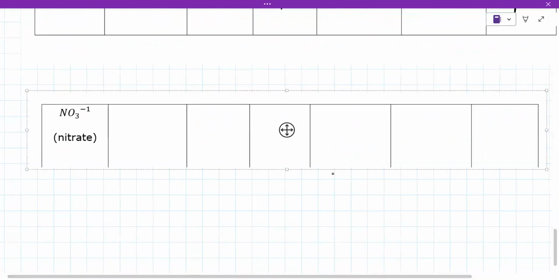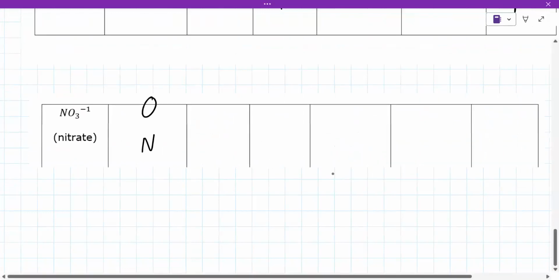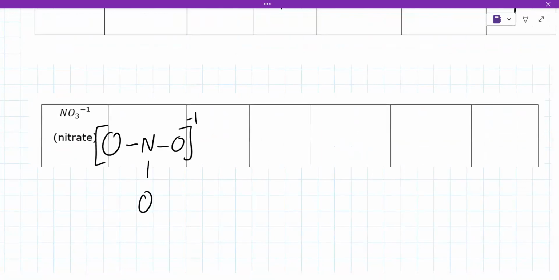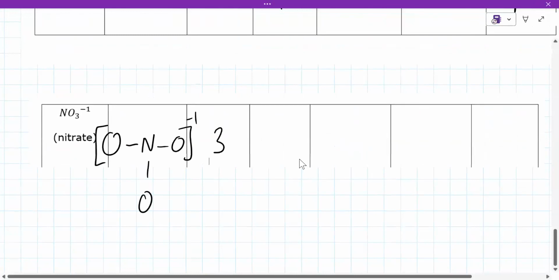The kind of the same deal. You put the N in the middle, the O, the O. Well, I guess I like to do it. O, O, and O. But this is -1 now. Okay, so now there are three there in the middle.